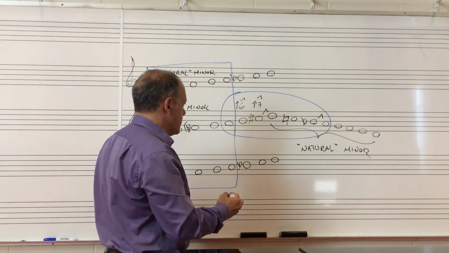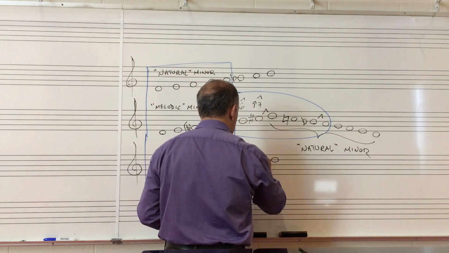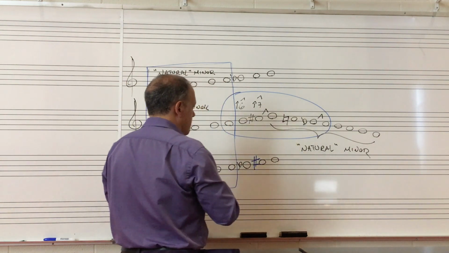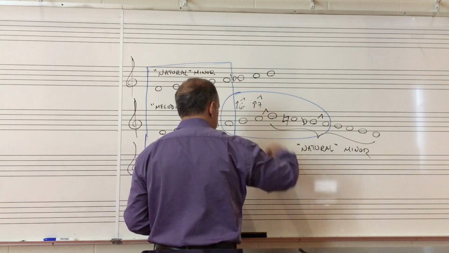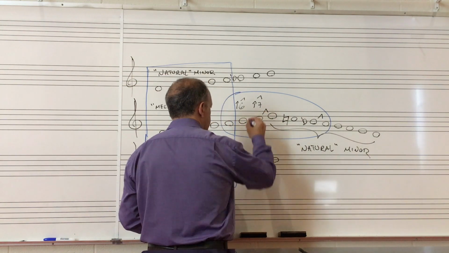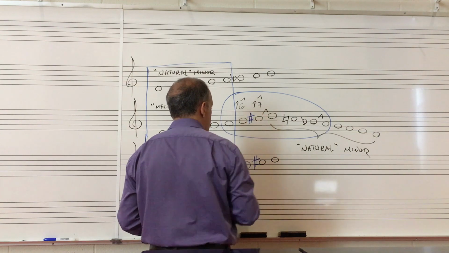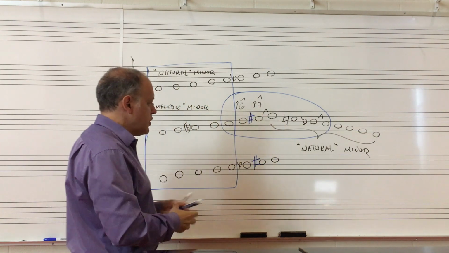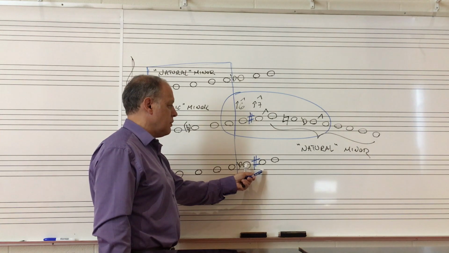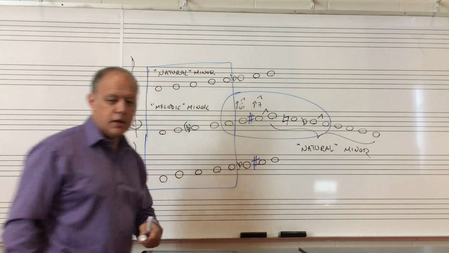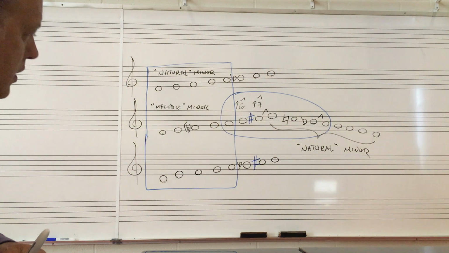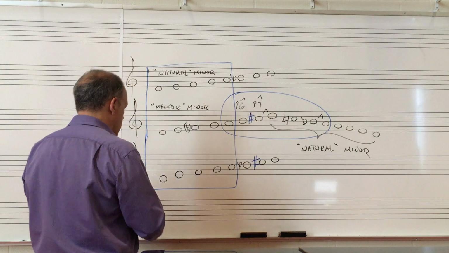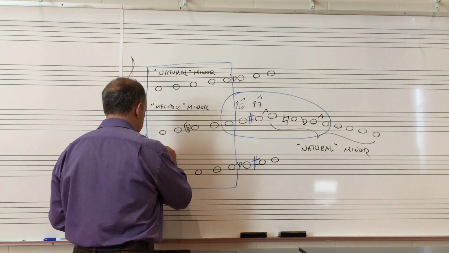In this case, what I'm going to do to make the chromaticism clear, I'm going to use a different colored pen for those chromatic accidentals. I've just raised the leading tone. I've just done that. It's a familiar type of scale that we call the harmonic minor.